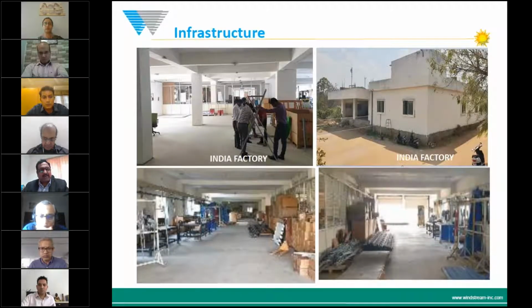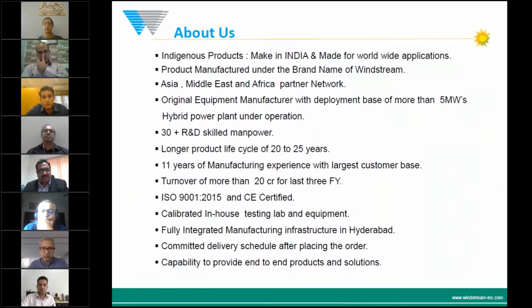And we have our factory in Hyderabad. We manufacture the entire product range in Hyderabad itself, and we export to 30 different countries.